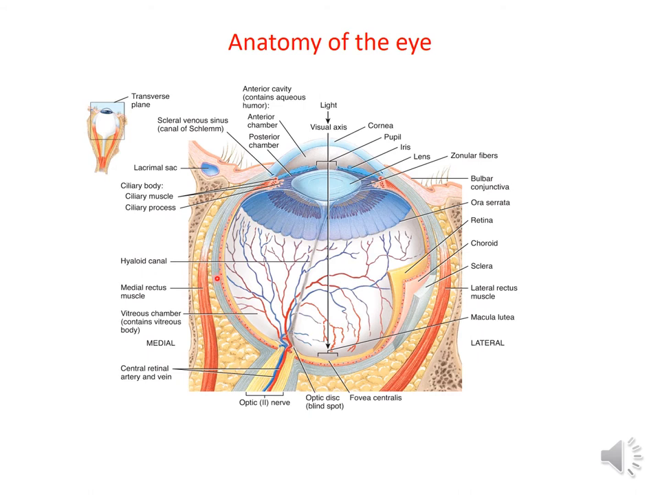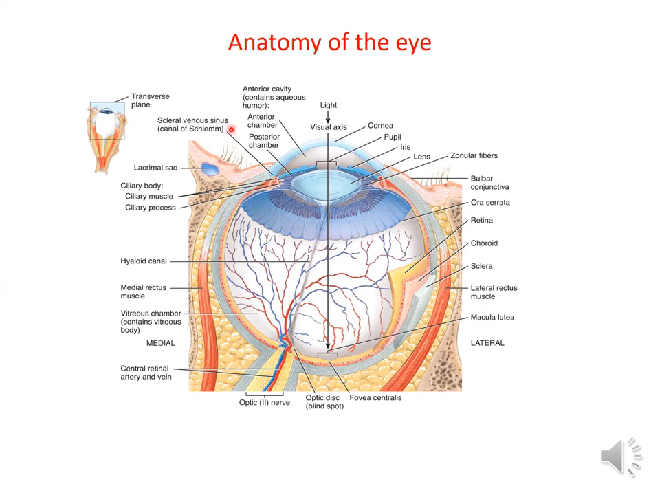Sclera gives attachment for the extraocular muscles, the muscles that move the eyeball. Cornea is clear, allowing light rays to pass through it and reach the lens and then the retina. Cornea is a convex lens, and its power represents 2/3 of the dioptric power of the eye, or the focusing power of the eye. 2/3 of it is produced by what? Is produced by the cornea.